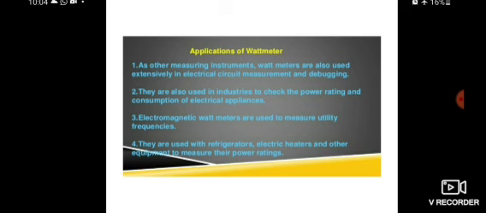Applications of wattmeter. As other measuring instruments, wattmeters are also used extensively in electrical circuit measurement and debugging. They are also used in industries to check the power rating and consumption of electrical appliances. Electromagnetic wattmeters are used to measure utility frequencies. They are used with refrigerators, electric heaters, and other equipment to measure the power ratings.